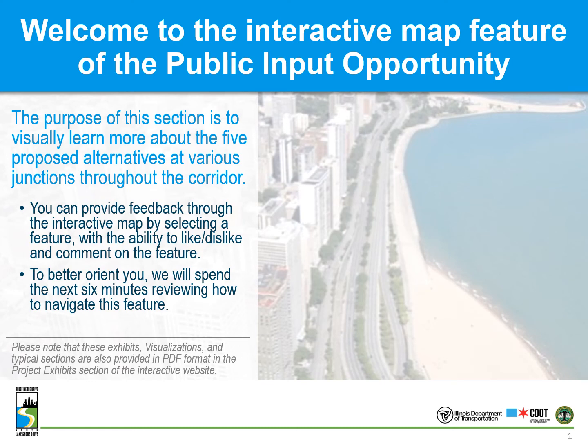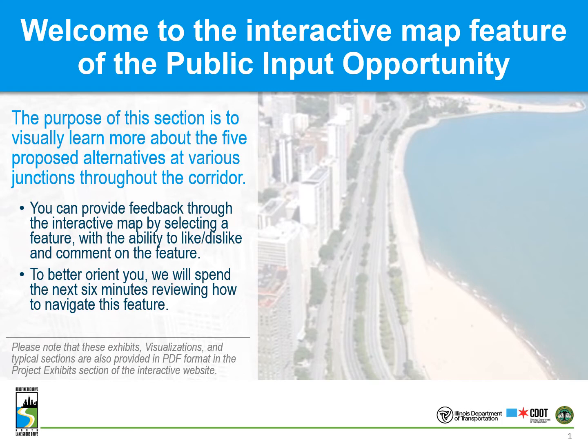Welcome to the interactive map feature of the public input opportunity. The purpose of this section is to visually learn more about the 5 proposed alternatives at various junctions throughout the corridor. You can provide feedback through the interactive map by selecting a feature where you have the ability to like, dislike, and comment on the feature. To better orient you, we will spend the next 6 minutes reviewing how to navigate this feature.